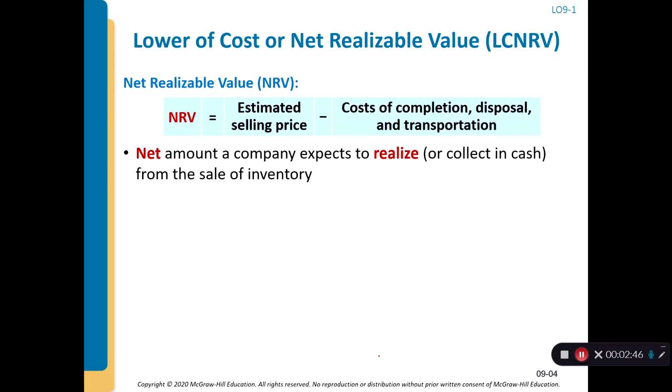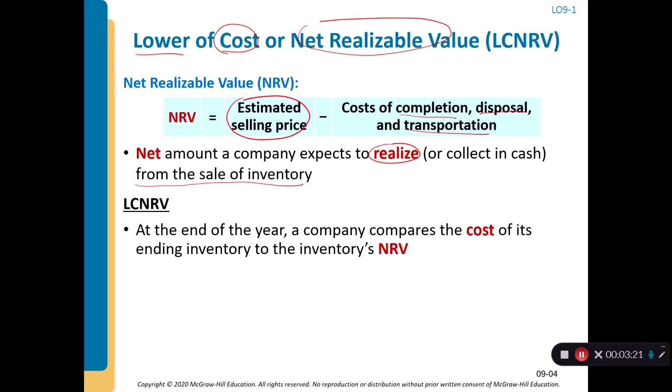First of all, I will introduce the LCNRV method, which is the lower of cost or net realizable value. So what is net realizable value? Net realizable value is the estimated selling price minus the handling costs. The handling costs are such as completion cost, disposal cost, and transportation cost. It is the net amount a company expects to realize from the sale of the inventory.